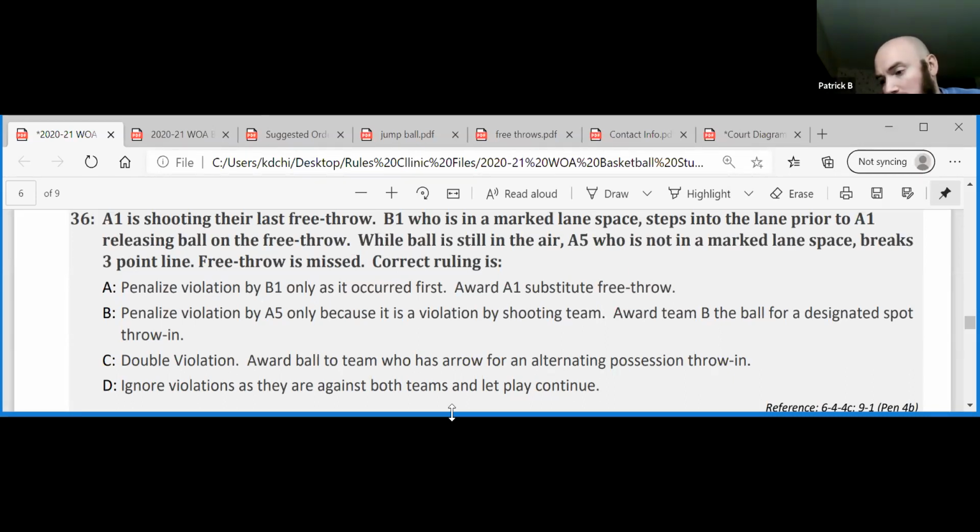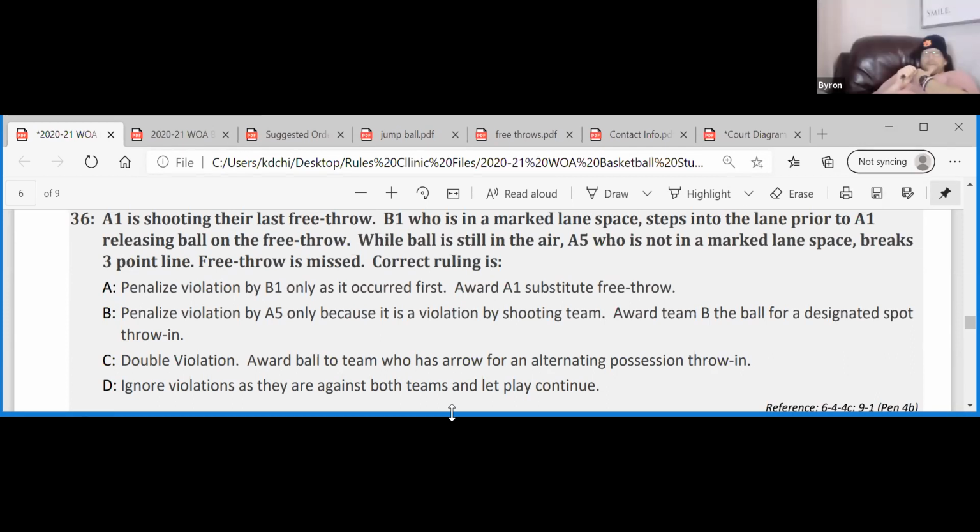Isn't it a double violation? And then, so C. You don't see anybody with conviction say B. Don't back down, man. Your first instincts are usually correct. Anybody else? I agree with C. Yep, double violation. I agree.